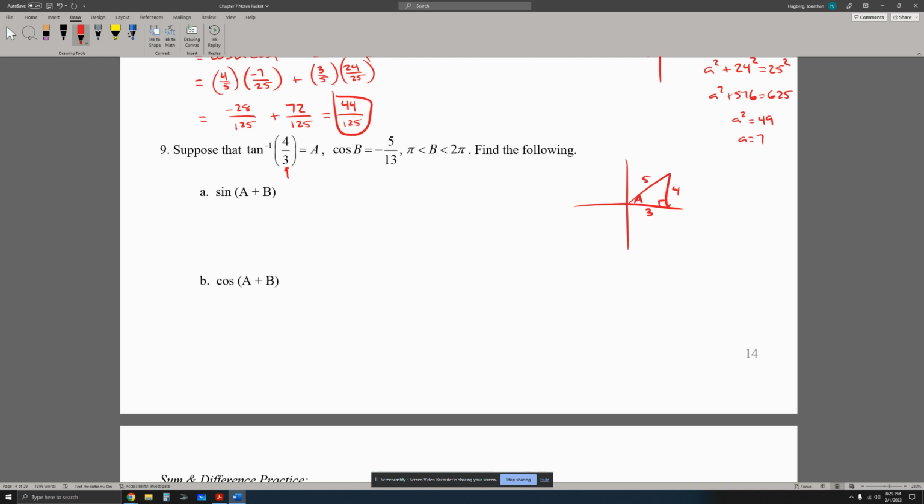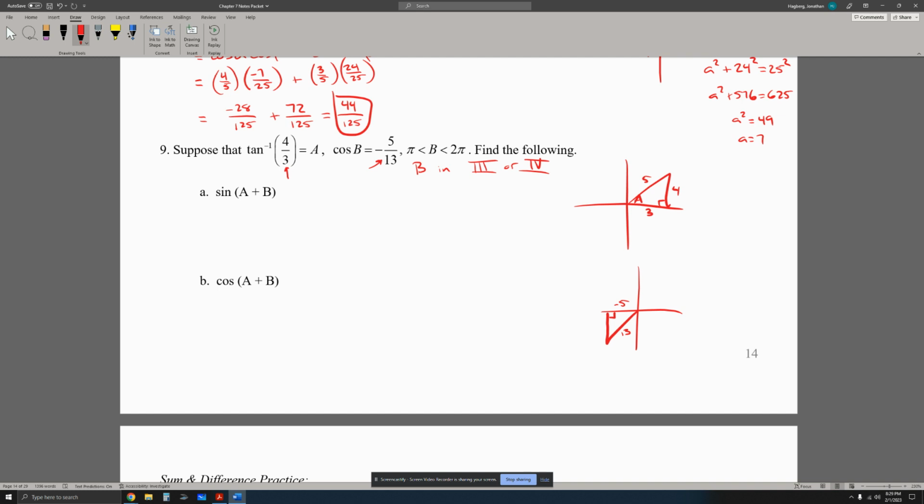For cosine B is negative 5/13, and that's in between pi and 2 pi. We know that B is in quadrants 3 or 4. Okay? So because cosine is equal to a negative value, we know that it's got to be quadrant 3. And we know that cosine is adjacent over hypotenuse, so that tells us that the adjacent side is negative 5 and the hypotenuse is 13. Okay, because we're in quadrant 3, that horizontal component is negative.